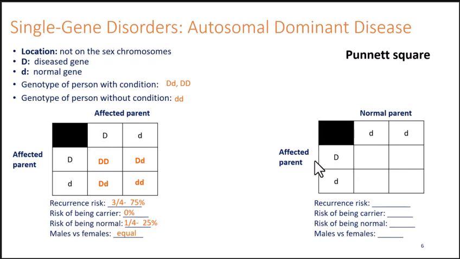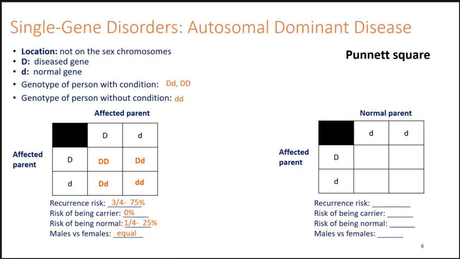Now let's look at another situation where we have 1 affected parent with the genotype capital D, small d, and we have a normal parent, so they have 2 healthy genes. They go to a genetic specialist and they say, look, one of us has this disease, one of us doesn't. What are the chances that our offspring will?